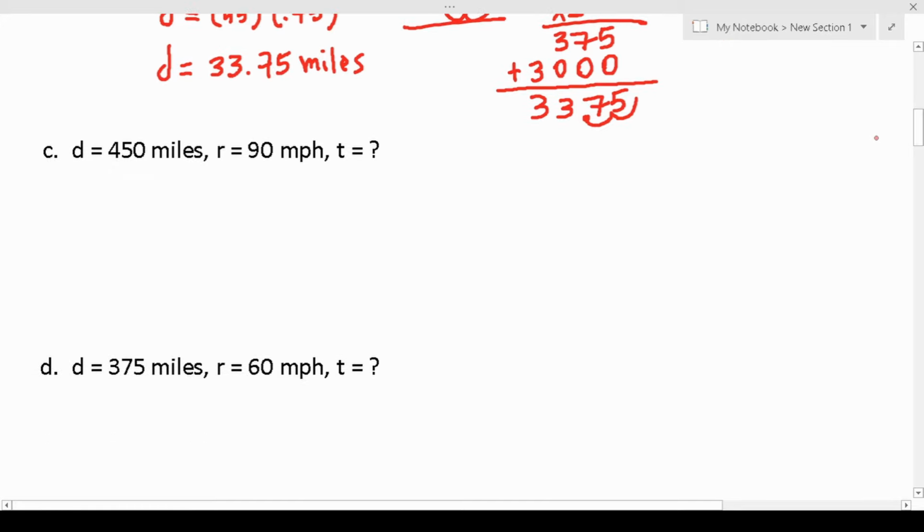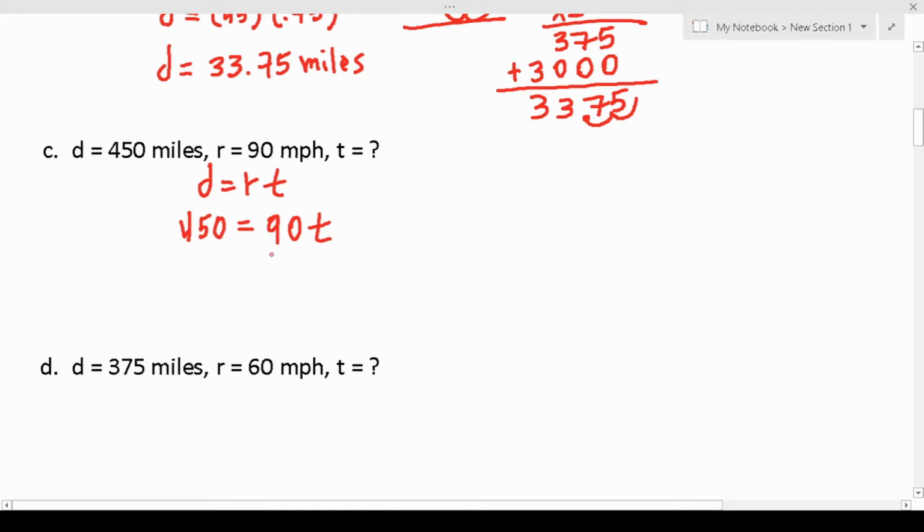All right, for C, you can see we're trying to solve for T in this case, given D as well as R. So let's start by writing down the distance formula. This is distance equals rate times time. We know what D is, so let's plug that in. D is 450. We know our rate is 90. And we know we're trying to solve for T, so we'll leave that as T.